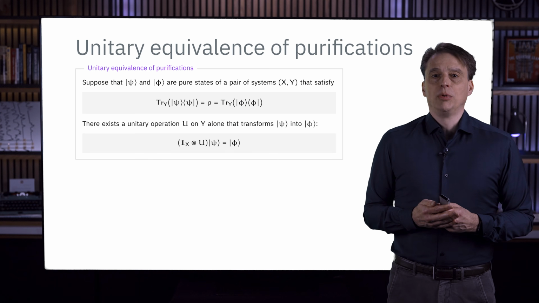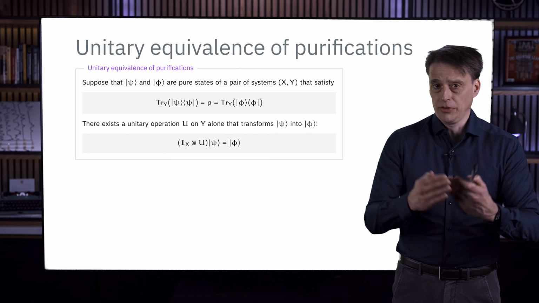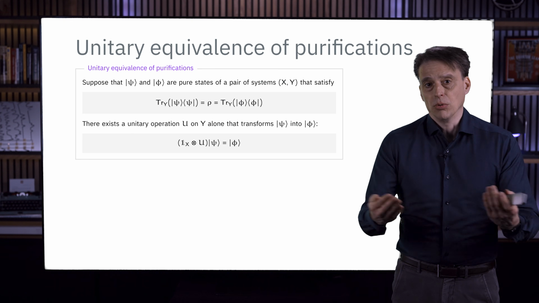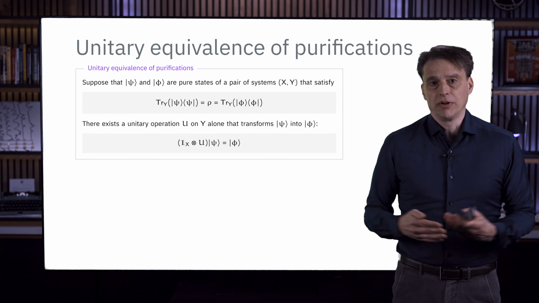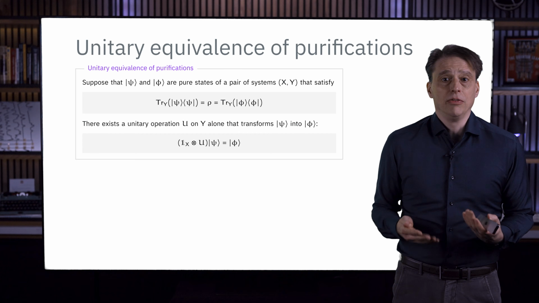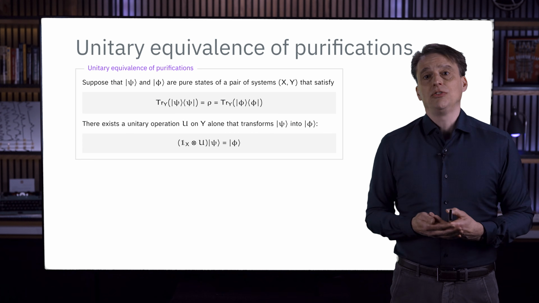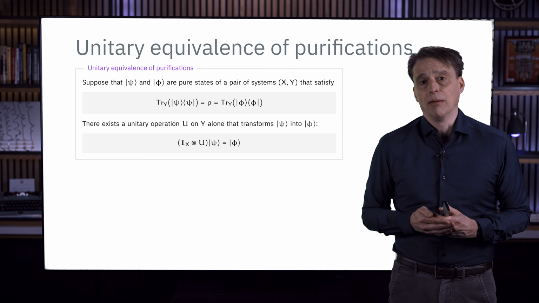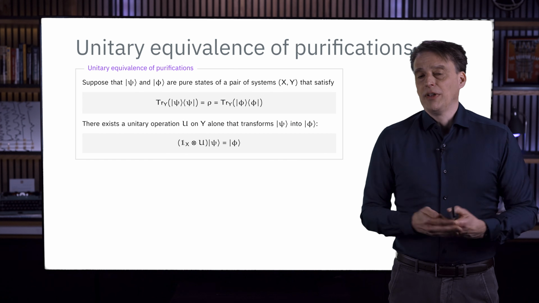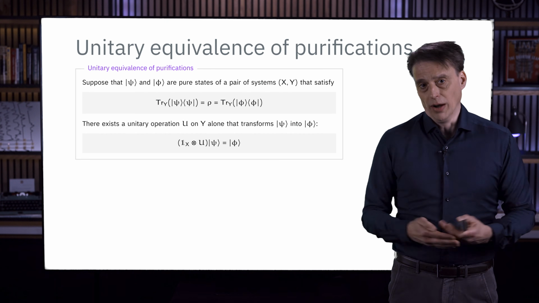What the unitary equivalence of purification says is that there must be a unitary operation u that acts only on the system y that transforms psi into phi. In other words, although these are arbitrary purifications of rho, and we don't assume anything about them except that they both purify rho and they're both states of the same compound system xy, they have to be equivalent in some sense, up to a unitary operation on y alone. We'll see a few examples that illustrate why this is interesting and what implications it has, but first let's see why it's true.